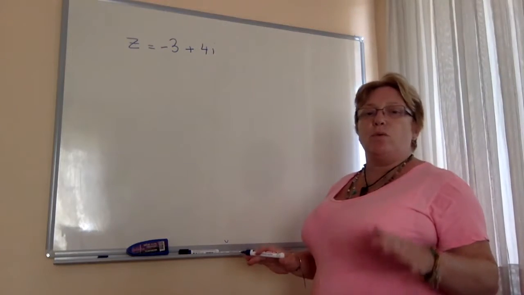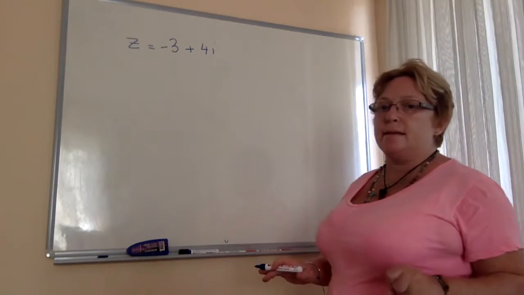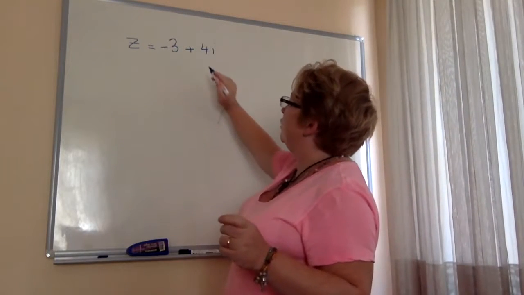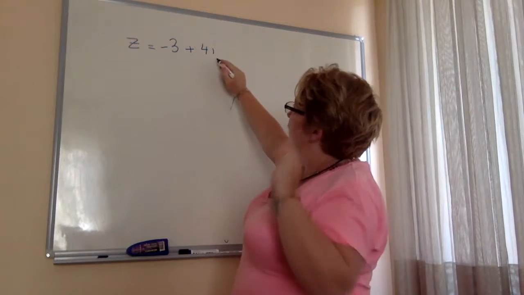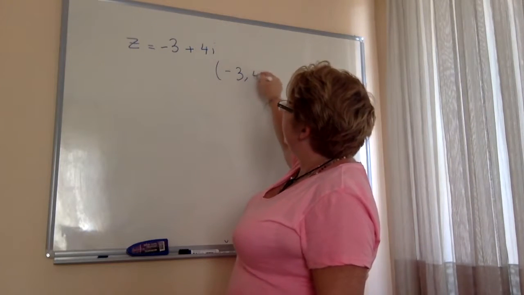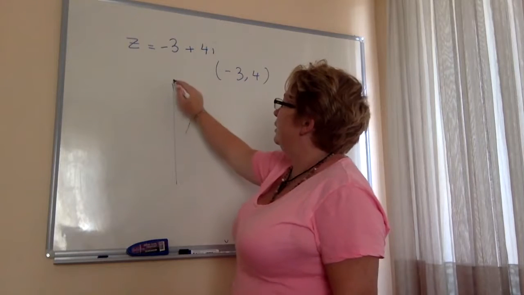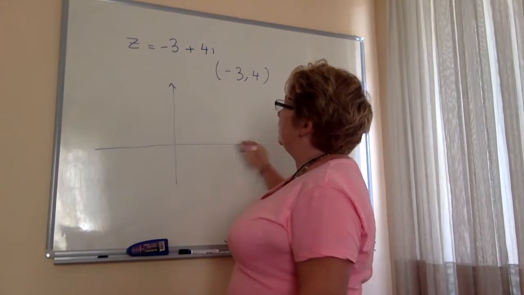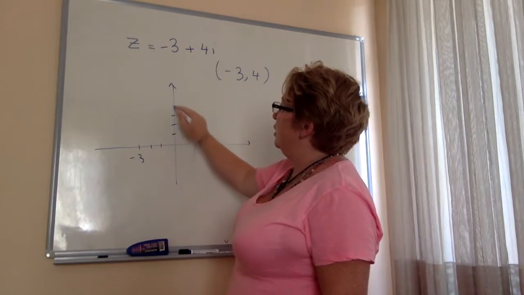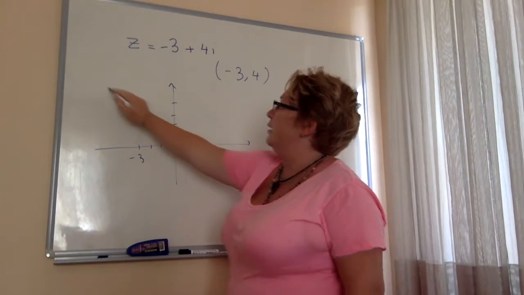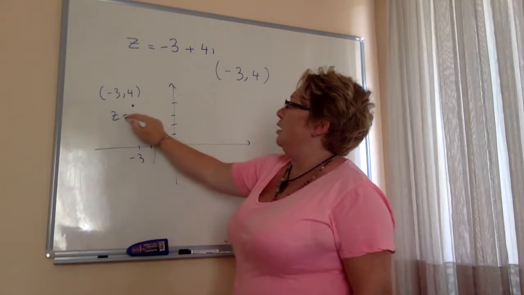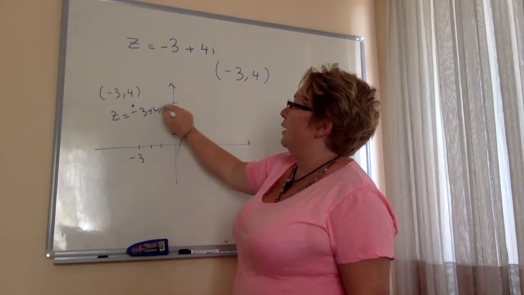Okay, let's say we want to plot another complex number, minus 3 plus 4i, in the coordinate plane. What that means is I'm going to plot the point negative 3, 4. Okay? So the point negative 3, 4 refers to my complex number, negative 3 plus 4i.